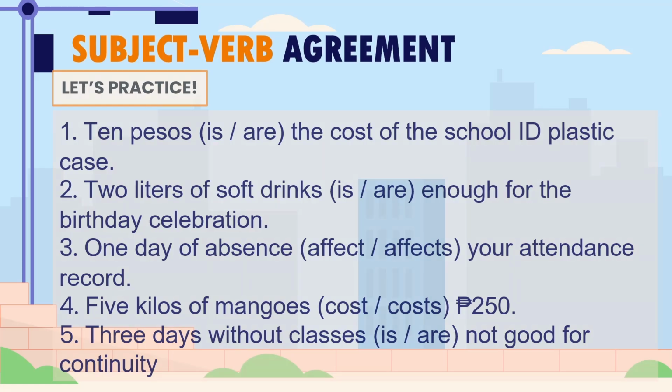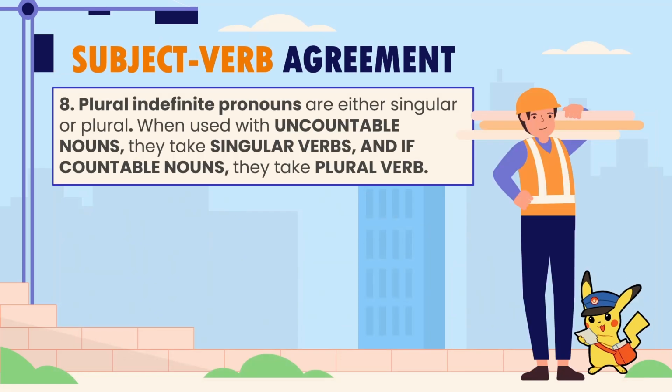And this is the last SVA rule that we're going to talk about. Next is the plural indefinite pronouns. Later we talk about the singular indefinite pronoun. Now we have plural indefinite pronouns, which are either singular or plural. When used with uncountable nouns, they take singular verbs. And if countable nouns, they take plural verbs.